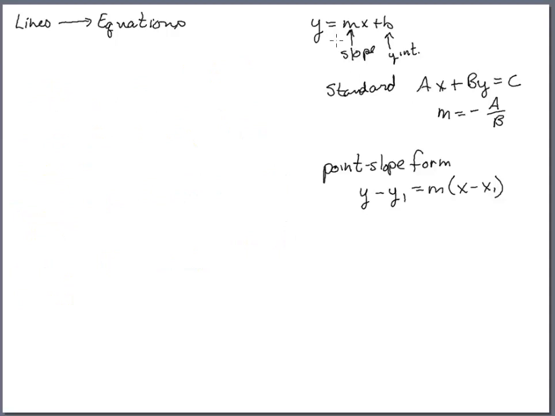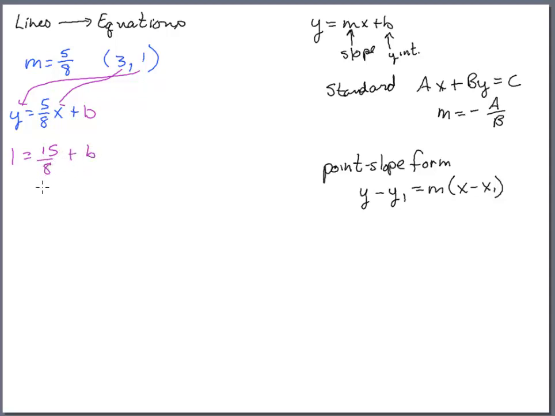Now we're going to do one of these where you can see the connection between these two. So we're going to start off, we're going to have slope +5/8, and it's going to go through the point 3, 1. Now we're going to do slope-intercept first. That's y equals 5/8 x plus some b that we don't know. Stick in 3 for x and 1 for y, and we get 1 equals 15/8 plus b. Subtract 15/8 from both sides, and we get b equals 8/8 minus 15/8 is -7/8. So our equation is y equals 5/8 x minus 7/8.